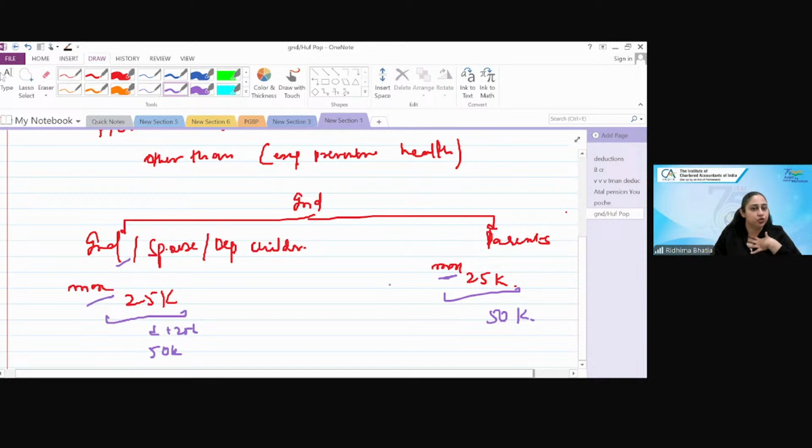So suppose I am an individual. I am 30 years old. My parents are 60 plus years old. So the maximum deduction I can claim under 80D would be 75,000. How? 25 मेरा maximum, 50 उनका maximum. If I am 30 years old and my parents are less than 60, the maximum deduction which would be allowed would be 50,000, 25 मेरा, 25 उनका. ठीक है? Clear? If I am 60 plus, my parents obviously are 60 plus, then maximum deduction allowed would be 1 lakh.